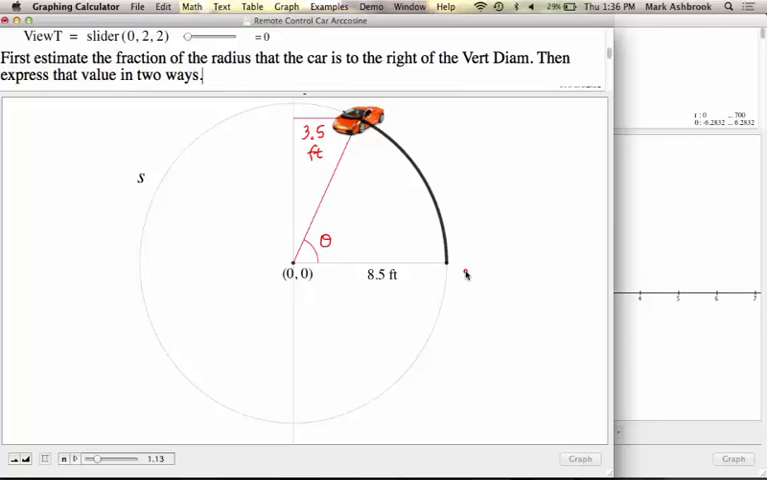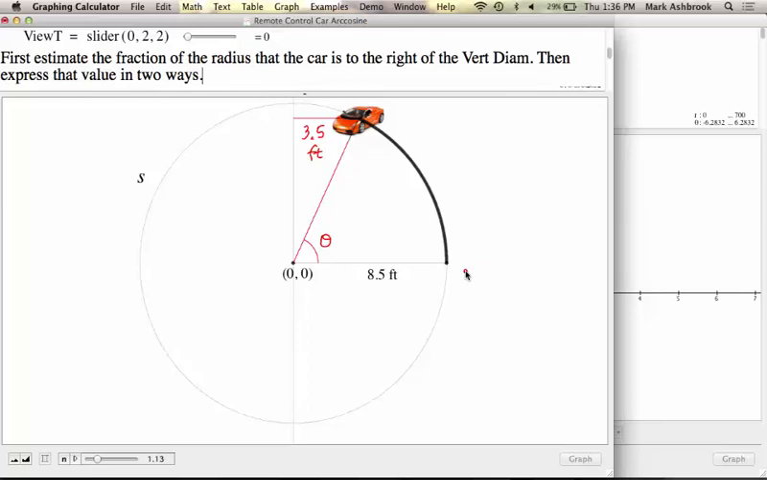Janessa, what do you think? What's your estimate for the fraction of the radius? 0.4. We got 4.25 and 0.4. Yeah, fraction. It's a little bit less than a half, right? A little bit less than a half. So now I'm going to express this exactly in two different ways.